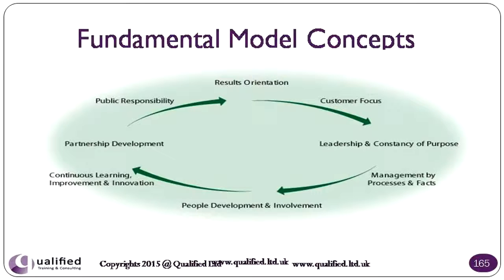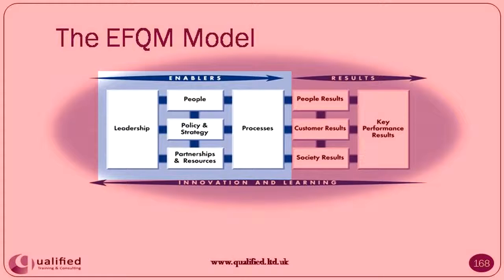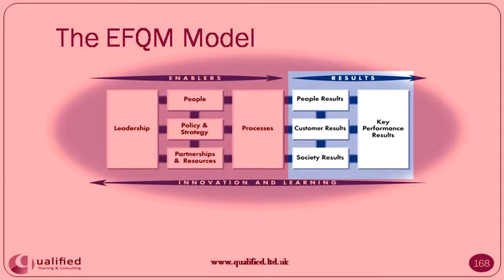8 fundamental concepts were incorporated. These are namely customer focus, leadership and constancy of purpose, management by processes and facts, people development and involvement, continuous learning, improvement and innovation, partnership development, public responsibility, and results orientation. These concepts are enshrined in a model that consists of 9 criteria that collectively provide a non-prescriptive formula for excellence. They are divided into 5 enablers that cover what an organisation does, and 4 results, all of which count in order to show what an organisation has achieved.